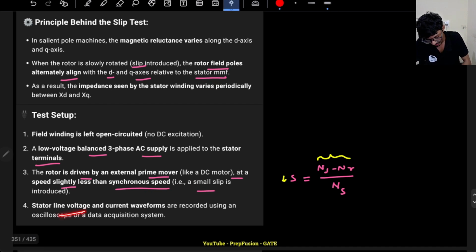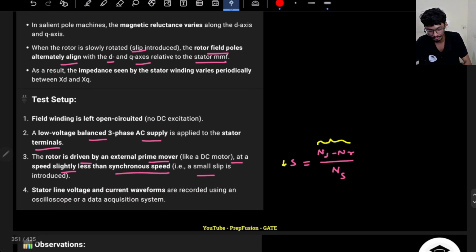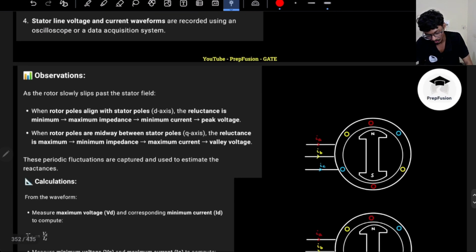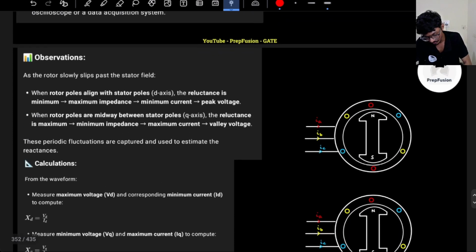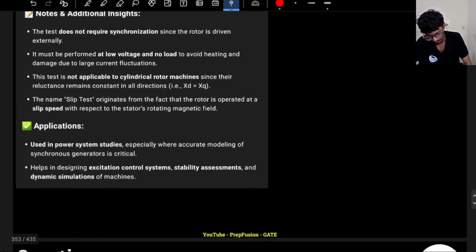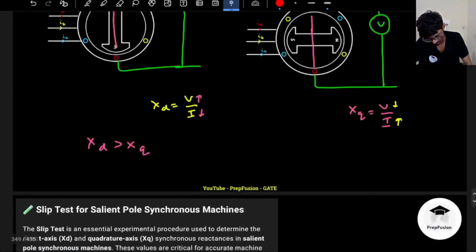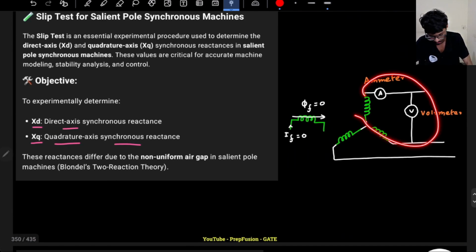The stator line voltage and current waveforms are recorded using an oscilloscope. So they will be recorded using the oscilloscope, and we will always take the ratio. What ratio? We will take the ratio of V maximum and V minimum. So basically the connection diagram, where is the connection diagram? Okay, I don't have the connection diagram. Okay, yeah, here is the connection diagram.